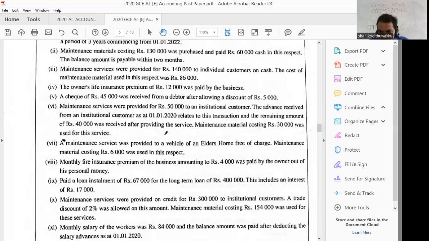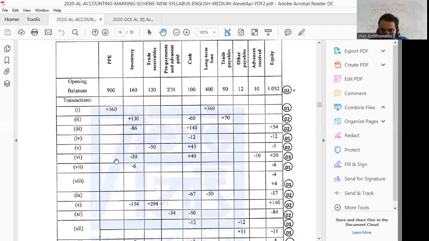I can show you the answer related to adjustment number 6. For this service, they have used 30,000 worth of material. Therefore, minus 30,000 under inventory. As you have got another 40,000 rupees, your cash balance will increase by another 40, that is plus 40. Then at the beginning, they have paid advance related to this transaction. Therefore, advance receipt is liability.